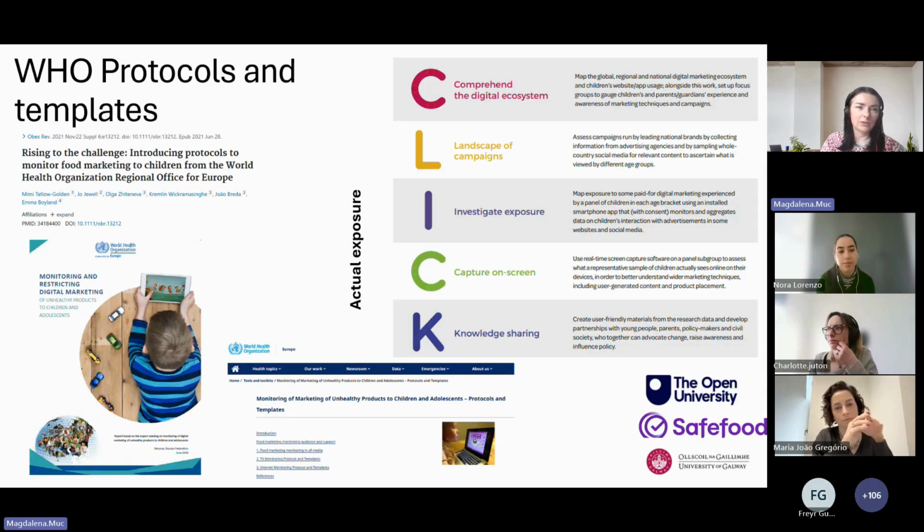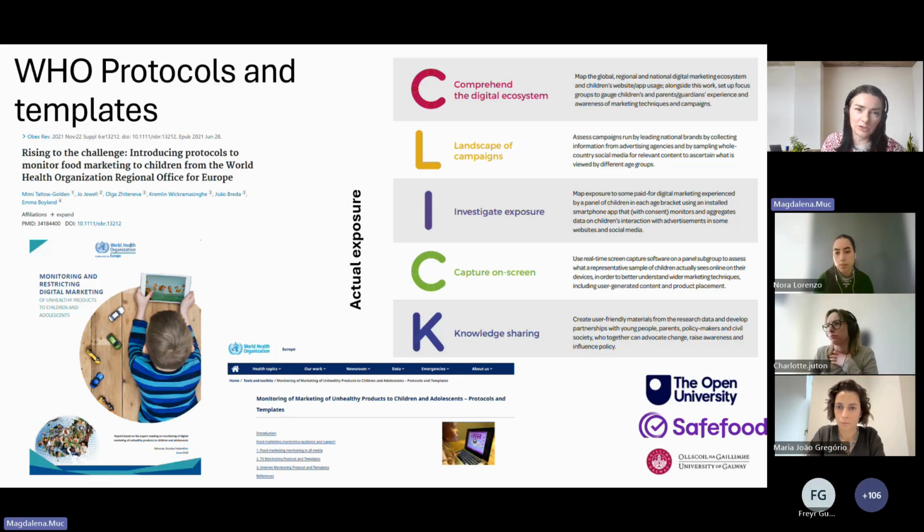So the methods that are commonly used, and those that we've been using, follow the CLICK framework by WHO. The CLICK framework is part of a wider package of WHO protocols and templates. The wider package also includes TV and outdoors and general media use. And then within the internet section of the protocols, we have the CLICK framework that is specific to digital food marketing. So we have 5 steps in the CLICK WHO framework.